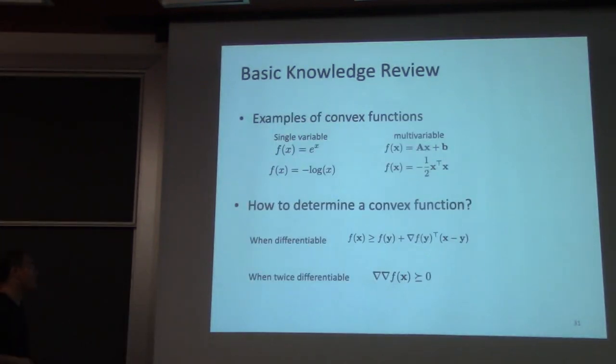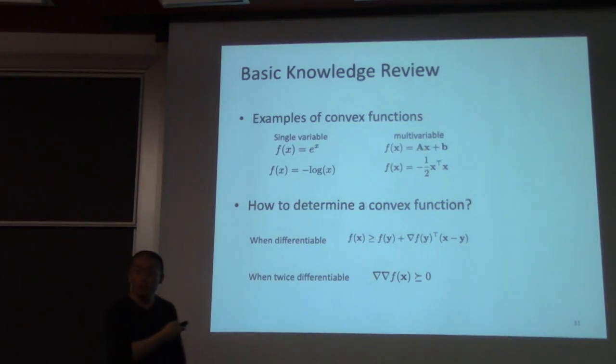Here are a few commonly used examples of convex functions. For a single variable, the exponential function is a typical convex function. Negative logarithm of x is a convex function. You can use the definition of a convex function to prove that. And also, an example from the multivariable function case: Ax plus b, where A is a matrix, x is a vector, plus another vector.